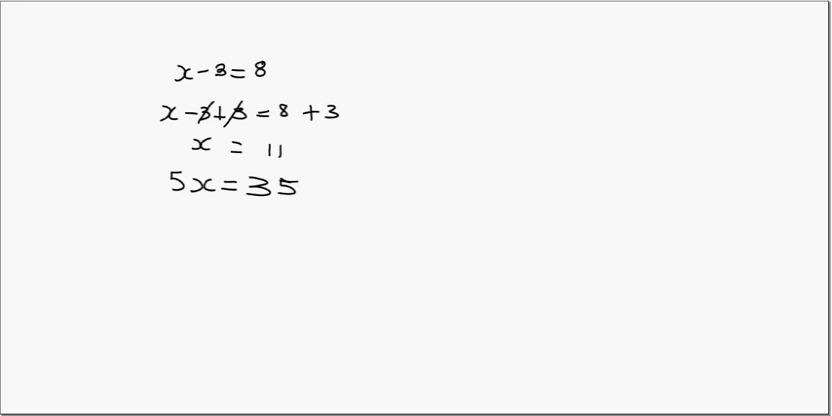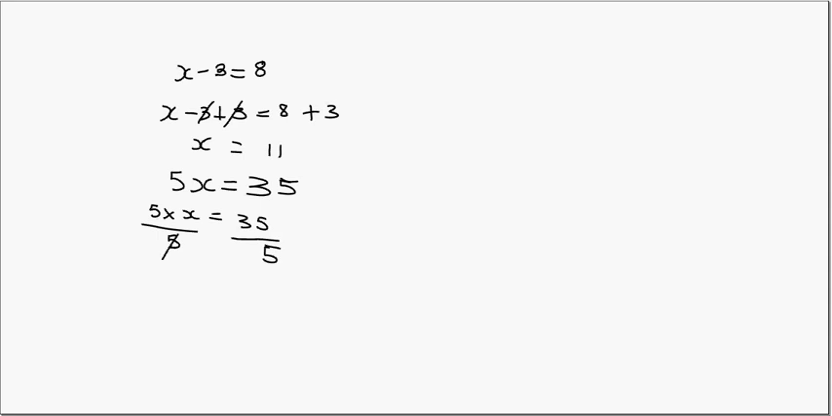Okay, the next example is 5x is equal to 35. In this case, this really means 5 multiplied by x is equal to 35. So if I want to get back x, I have to do the opposite of multiplying by 5. And the opposite of multiplying by 5 is what? Dividing by 5. So I'm going to divide this side by 5. And therefore, to maintain equality, what do I have to do on that side? Divide by 5 as well.